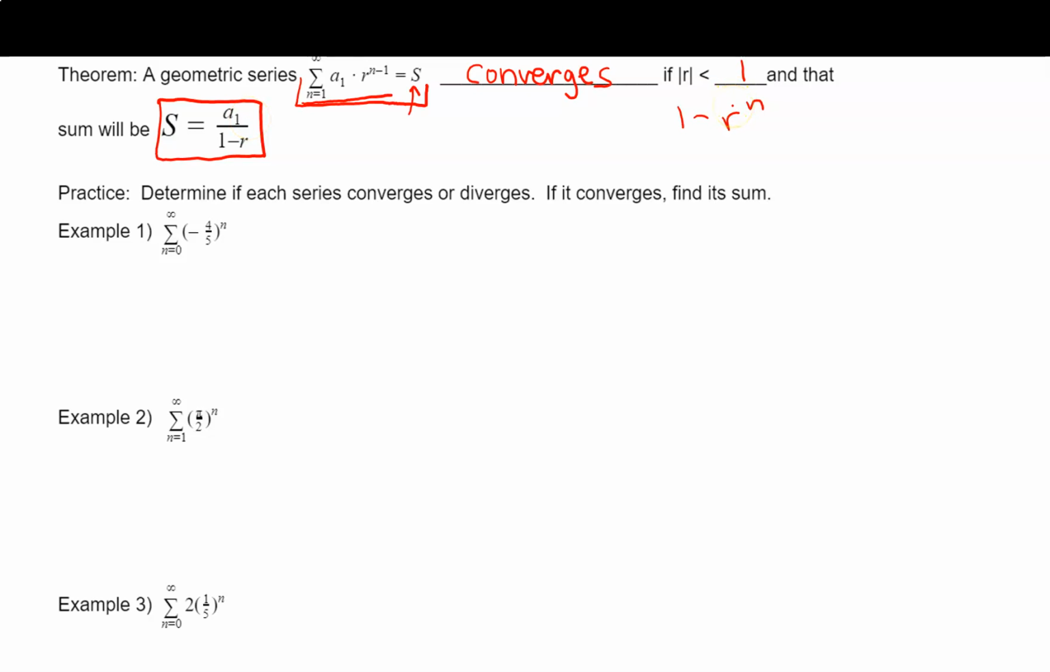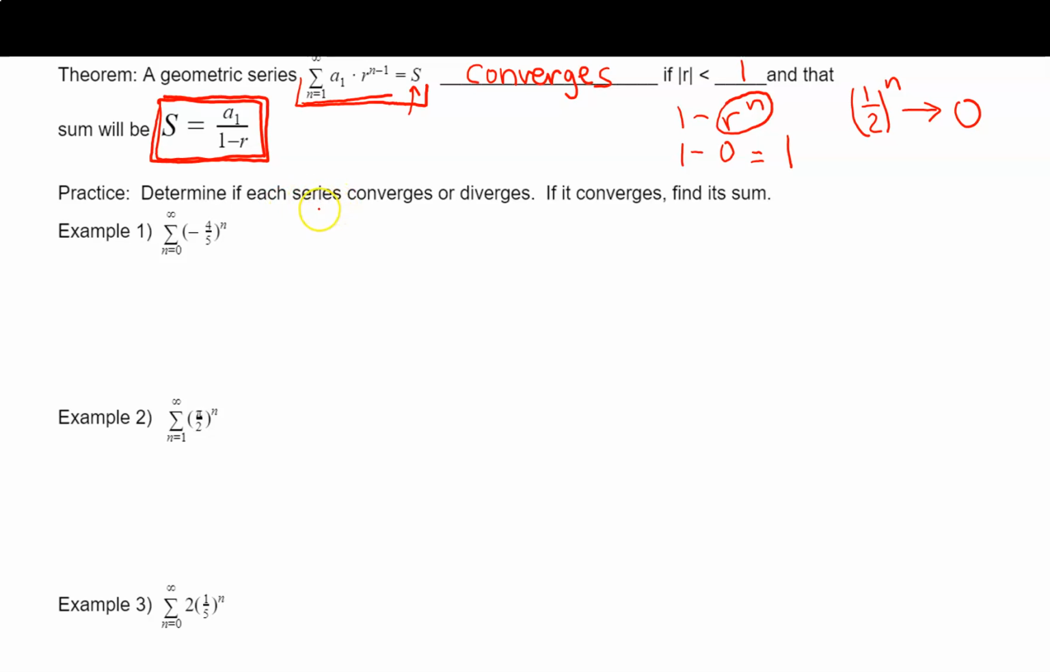Well, if our r value is less than 1, r to the n, so think of that as like 1/2 to the n. Well, when I take half of the previous value, and then half of that, and then half of that, and then half of that, this is approaching 0 as n is getting larger and larger. So then 1 minus basically nothing is 1. So then 1 times our a1 is just a1. That's where this formula comes from. But again, you don't really need to understand that right now. You'll just need to know when to use this.